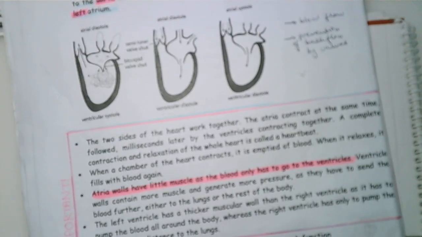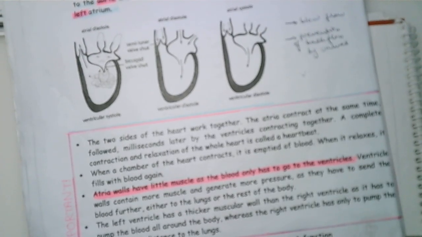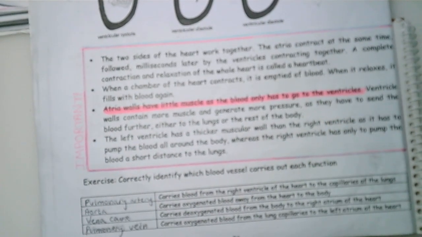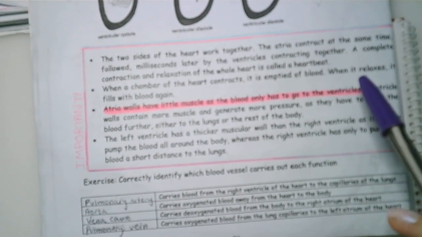So during this process, the atria contract at the same time, and the ventricles contract together at the same time as well. So the two sides of the heart work together.